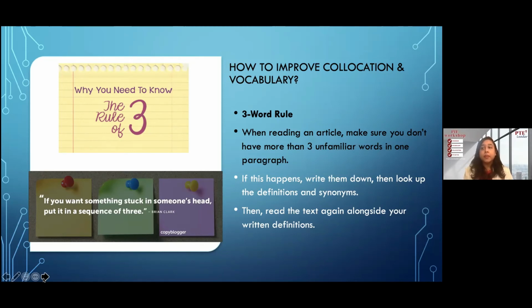So yeah, read a text, identify maximum 3 unfamiliar words from each paragraph, write down the definition and synonym of each word. After knowing the definitions of these 3 words, read the same paragraph again, but this time with the meaning of those unfamiliar words. And that's how you can improve your vocab knowledge and collocation knowledge as well. So this 3-word rule is very important and has been effective so far for beginner level learners.